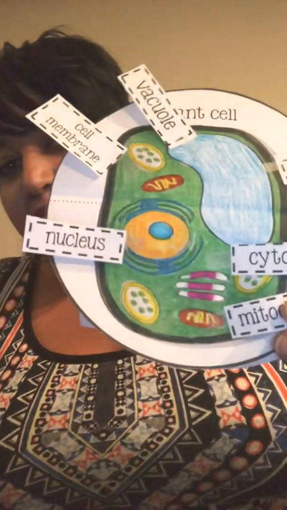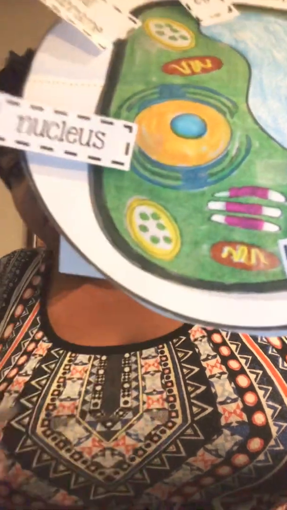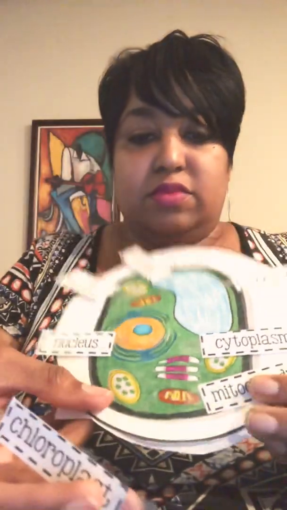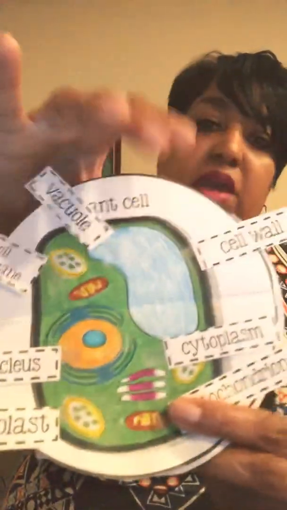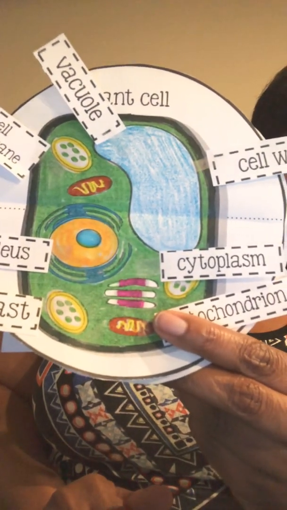And then the last thing that you are going to add, your chloroplast. That's that little guy right there, here at the bottom. It's what makes your plants green. So now our plant cell is complete.